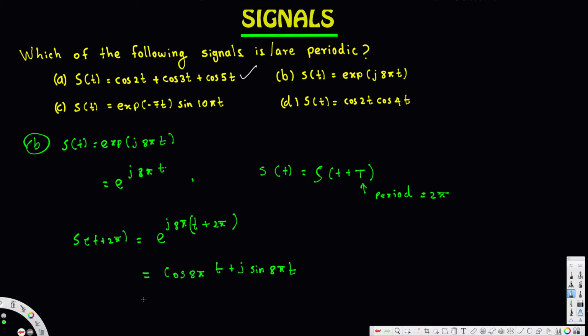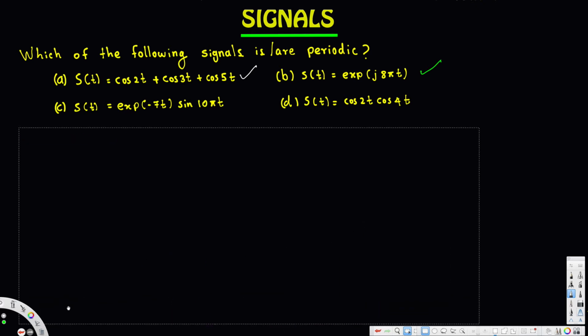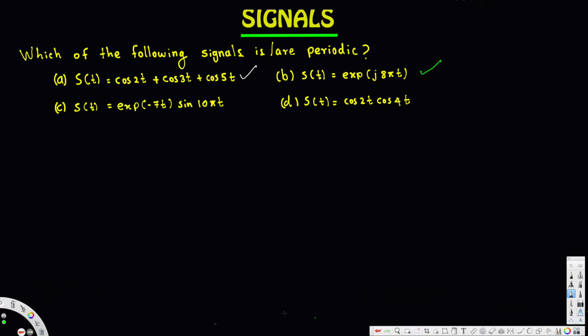Now from this, omega is equal to 8π, as in cos omega t. So we can calculate T using this: 2π divided by omega, that's 8π, and that gives us 1 over 4. So this is periodic. The second one is also periodic. Now let's look at the third one.